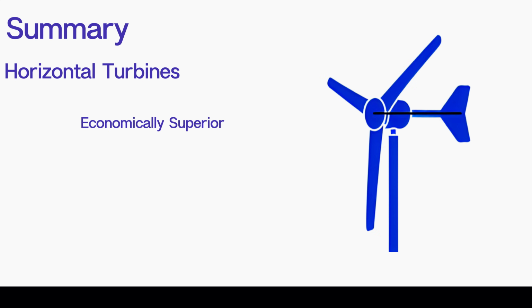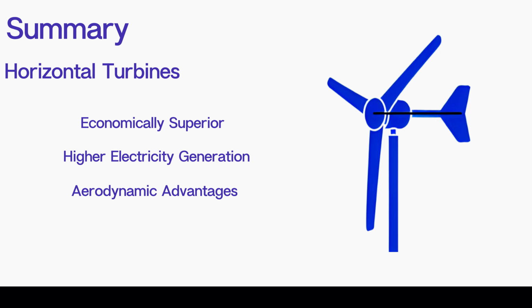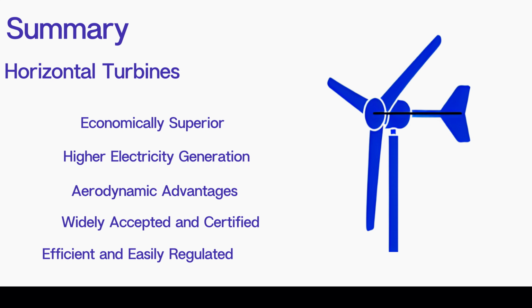In conclusion, horizontal small wind turbines emerge as the more economical choice due to their capacity for generating higher electricity, benefiting from aerodynamic advantages and regulatory simplicity. These turbines, prevalent in the market, are widely accepted and often certified under rigorous standards. Their efficiency and ease of regulation make them the preferred option for electricity generation.